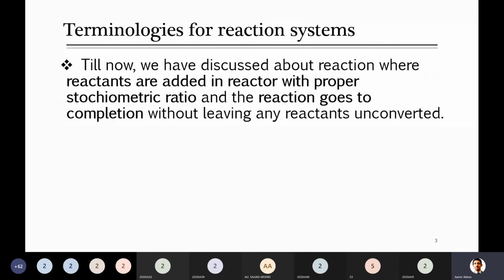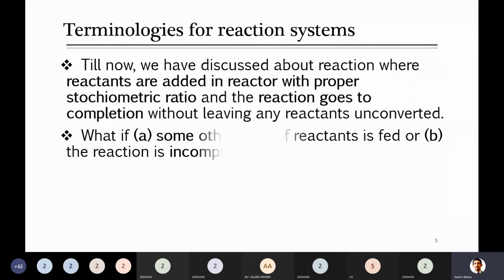When you come across such situations, what to do, how to proceed with the calculation of those systems, or how to perform the material balance on those systems. When the reactants are added in the reactor and they are not in the proper ratio, or the reaction goes to completion, up to here we discussed this, but in other conditions, for example, they exist in other ratios of the reactants.